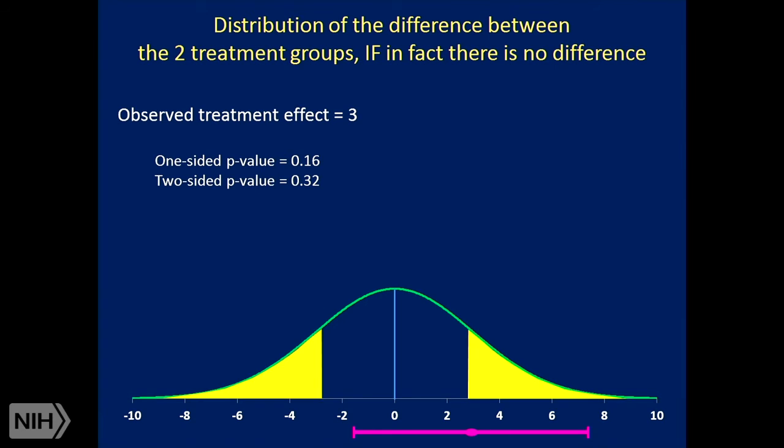Nowadays we don't go to books and look in a table. We let the computer tell us. I mean, Excel does these things, and that's where the 0.16 comes from. This area is 0.16. And when you look at both sides, it's the double. And that's the definition of a p-value.